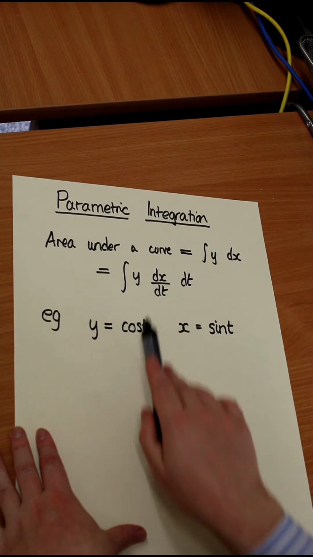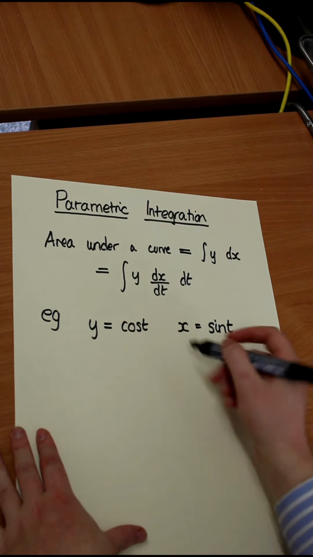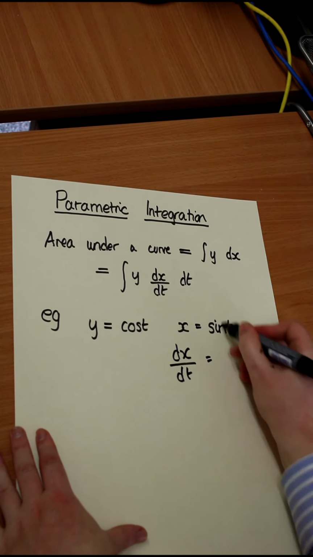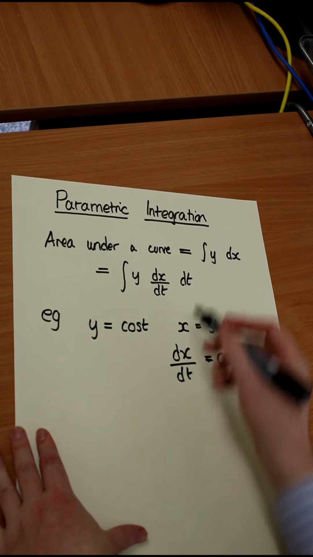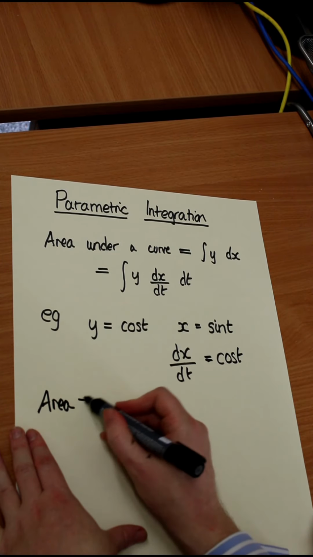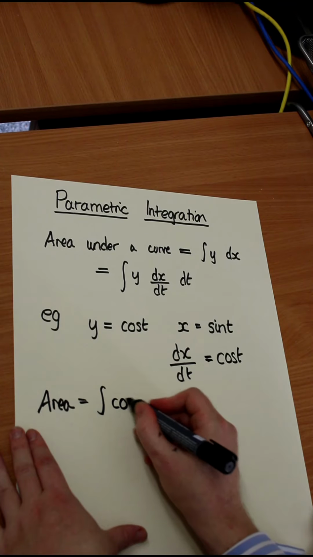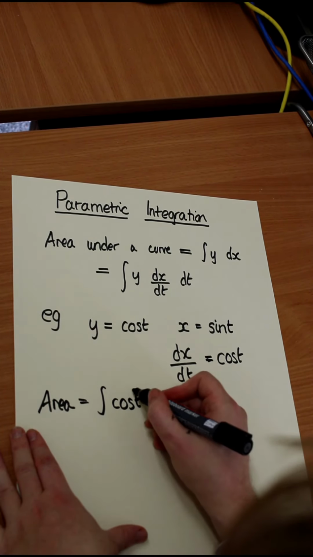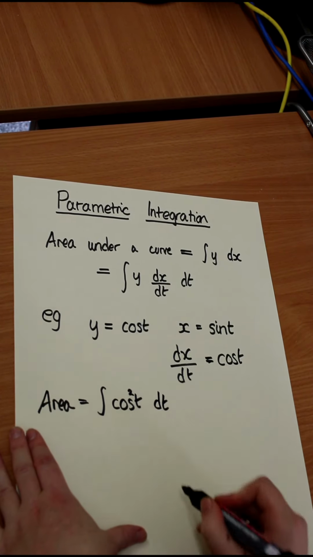Y is cos t. You're going to need to find out what dx dt is. So with this example, the dx dt is sine differentiated, which is cos. So, if you're asked to find the area under this curve, it is the integral of cos t times dx dt, which is cos t again, which we can write as cos squared t, integrated with respect to t.